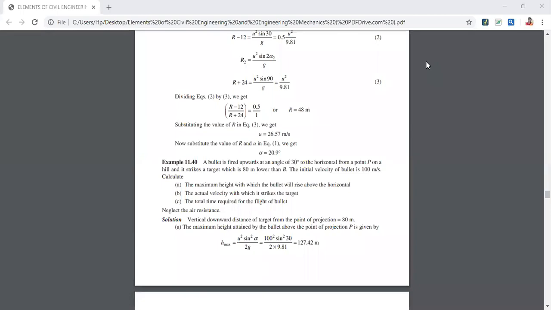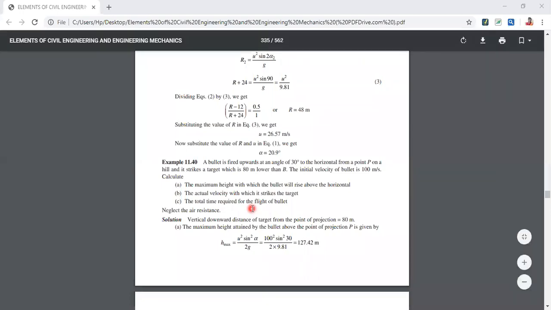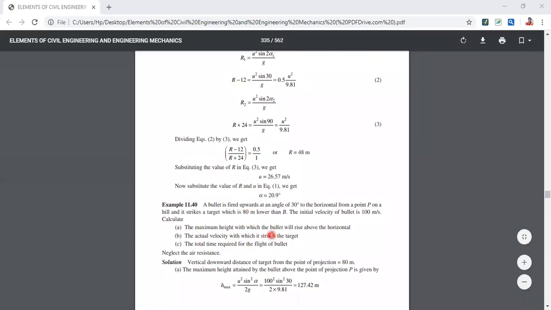Hello all. So we will be taking up the next example. I had stopped this example here only in the previous video. So in continuation with this, a bullet which is fired upward at an angle of 30 degree, alpha, is given the horizontal from the point P on a hill, and it strikes.